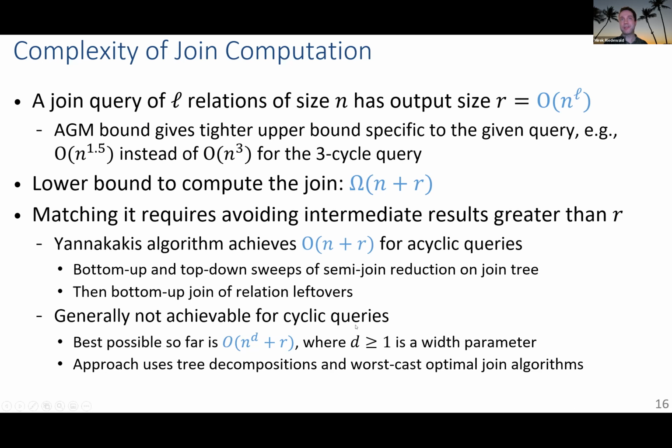For cyclic queries in general, this kind of upper bound is not achievable, and so the best we can hope for is something like order n to the power d plus r, where d is a width parameter that depends on how far the cyclic query is away from a tree-shaped acyclic query. And these algorithms are using tree decompositions and also the worst-case optimal join algorithms to produce the nodes in these tree bags.